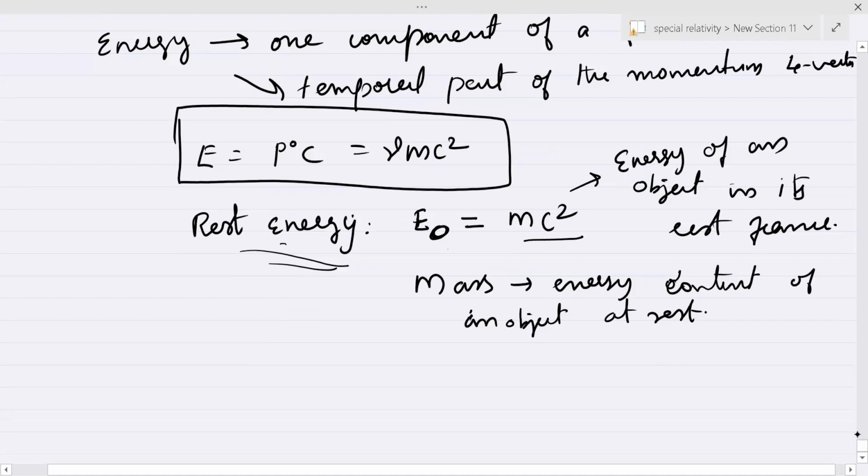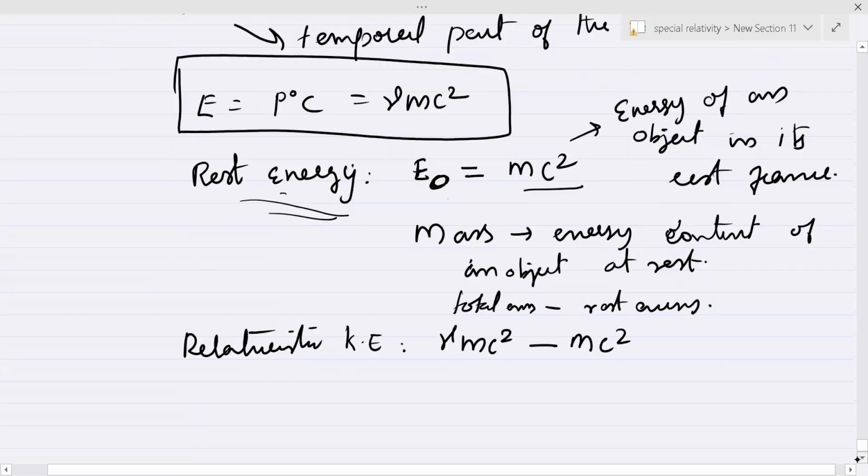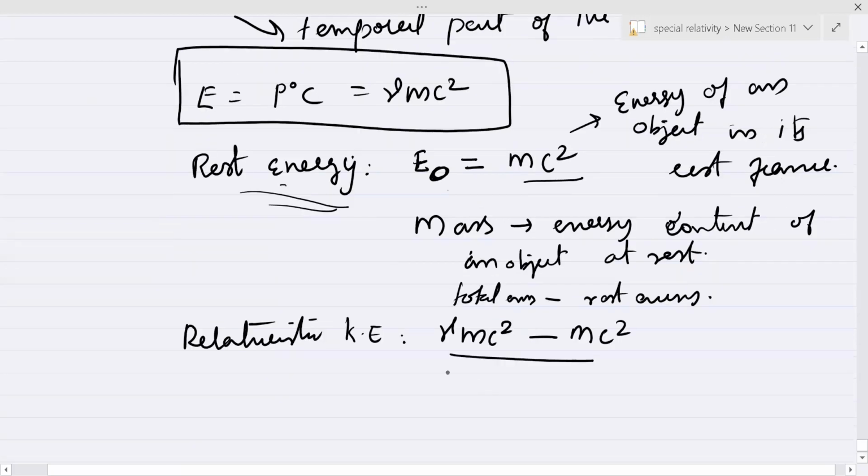Okay, all right. Now we can write the relativistic kinetic energy. Kinetic energy is the energy due to motion alone. So you have to take the total energy and subtract the rest energy, right? Total energy minus rest energy. That is gamma mc square minus mc square. We can simplify it a little bit. You can write it as mc square into gamma minus 1. Okay, this is the relativistic kinetic energy.